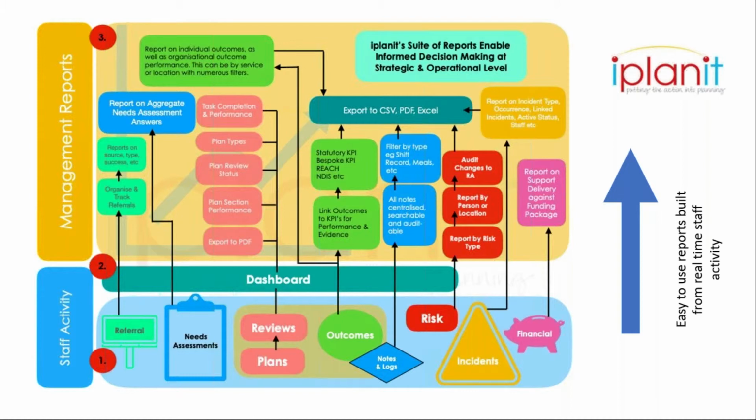So things like referral management, doing a needs assessment, plans and reviews, setting outcomes, making notes and logs, the communication books and so on, risk assessments, and then further on the incidents, managing incidents, and then lastly financial. Those are the kind of things direct support staff are involved in, and that is where all of the reports are derived from. So there are no reports that need any kind of manual input.